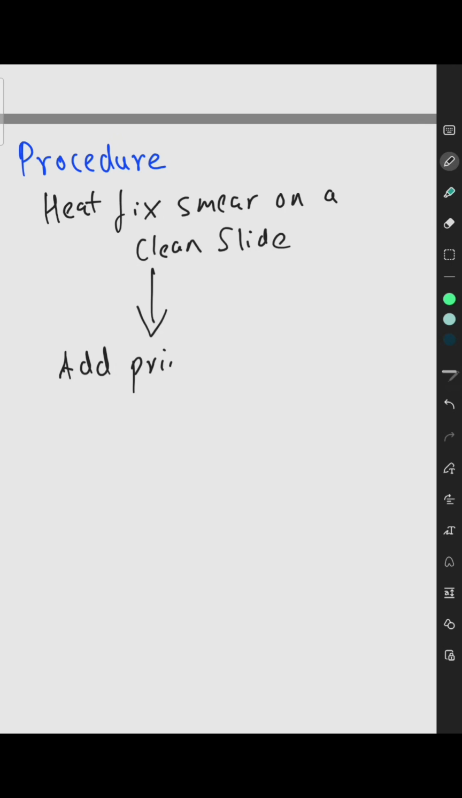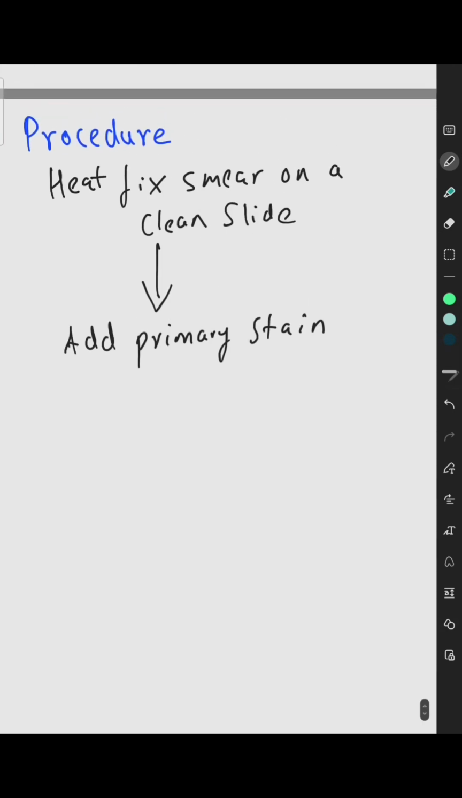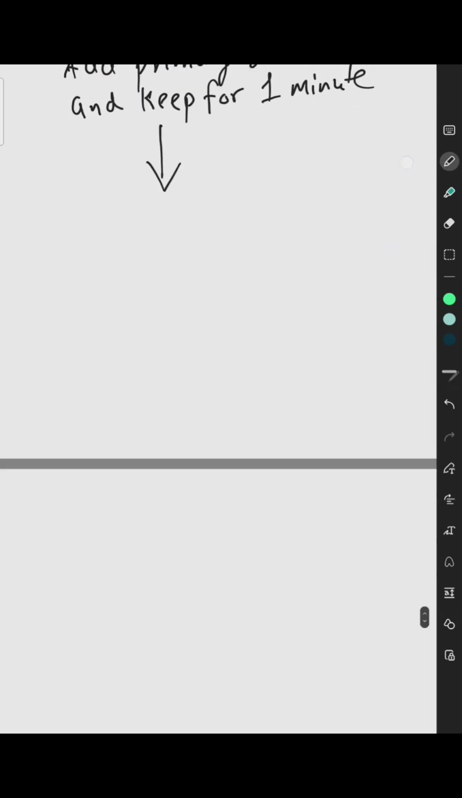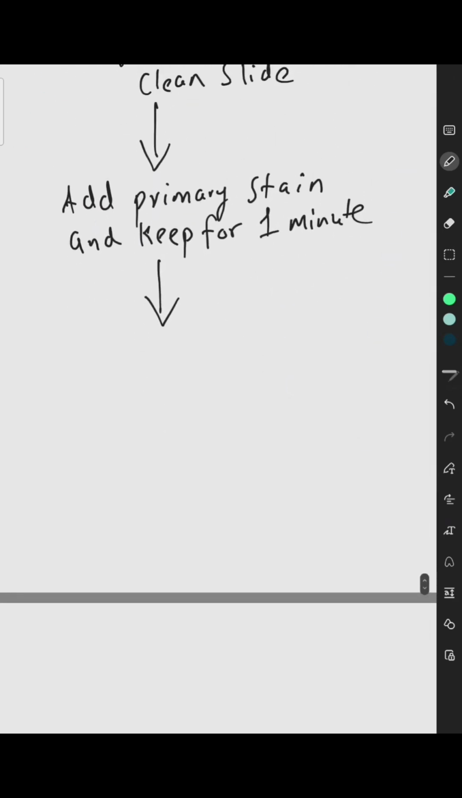So how long do we keep this? We keep this primary stain for a duration of 1 minute. So this has to be timed exactly. It is better to time it on a watch or your phone timer, but it has to be exactly 1 minute. The timing is really crucial in gram staining or in any staining procedure basically.